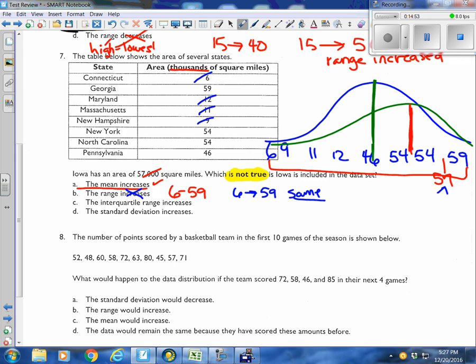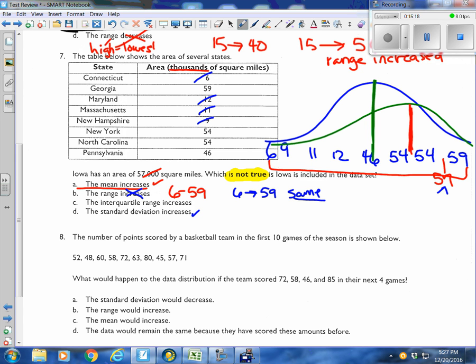Does my interquartile range increase? Well, it kind of makes sense that if the range gets shifted, if I had a box and whiskers, it would probably shift to the right as well. Does my standard deviation increase? Standard deviation probably does increase. So that actually makes a little bit of sense.